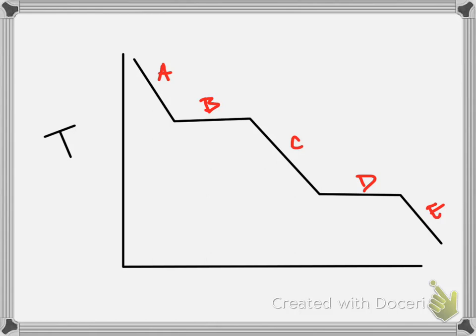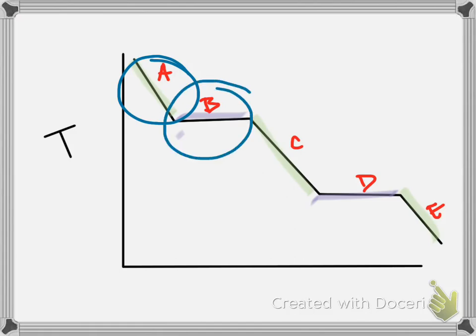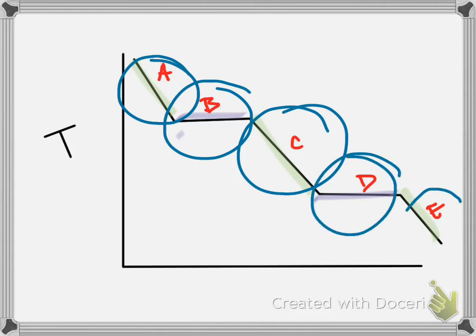Okay, what you should have come up with is at point A, C, and E, that's where the kinetic energy is changing. And at points B and D, that's where the phase is changing. So since this is a cooling curve, A is a gas, B is when it is condensing, C is a liquid, D is when it's freezing, E is when it's a solid.